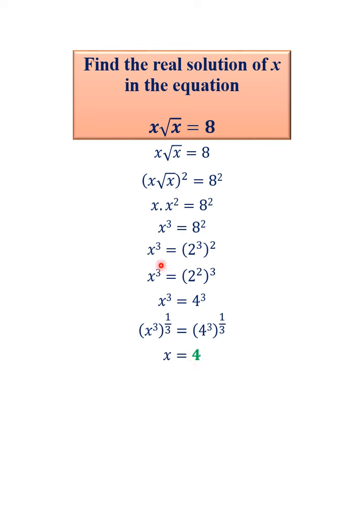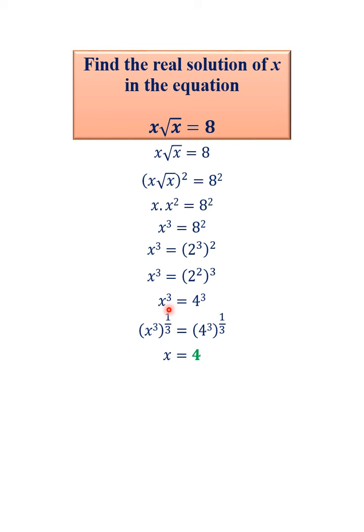Take note of something. The question says find the real solution of x. This is the only real solution of x. If you look at this equation here, x raised to power 3 equals 4 raised to power 3, this is a cubic equation. And as a cubic equation, the number of solutions of x is expected to be 3. It means we should have 3 solutions. However, the question says find the real solution of x, and the only real solution of x is 4. The other 2 solutions of x are complex solutions.